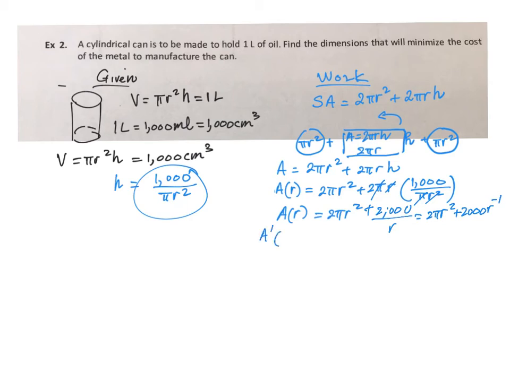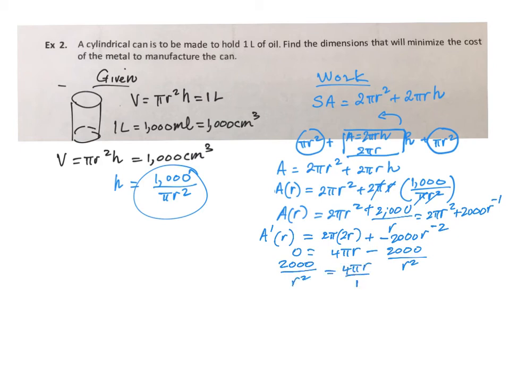We take the derivative to find a critical point where there is a minimum or maximum. So we have 2 pi times 2r plus negative 2,000 r to the negative 2. And that is 4 pi r minus 2,000 over r squared. When we set it equal to 0 to find a critical number, we get 2,000 over r squared equals 4 pi r. When we cross multiply, we're going to get r to the third equals 2,000 divided by 4 pi, which is 500 over pi. So our critical point, the radius r, is going to be the cube root of 500 over pi.